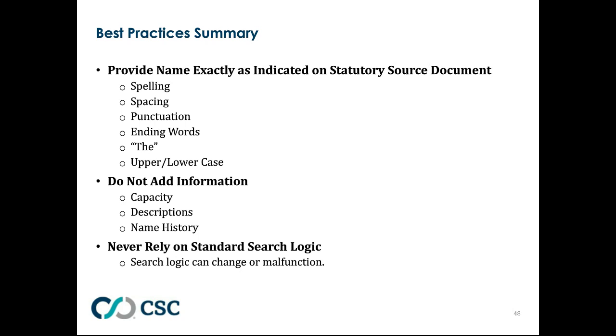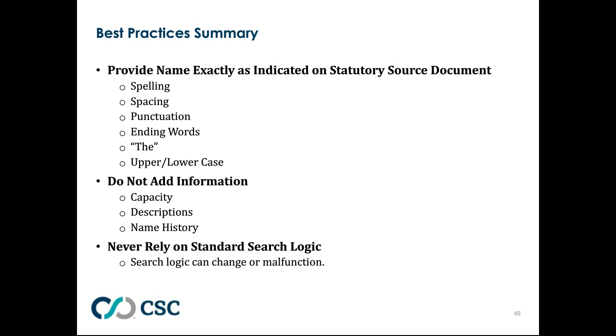And finally, never rely on the standard search logic to prevent any type of error or omission in a debtor name from making the financing statement seriously misleading. Remember, search logic can change or malfunction. If that happens and the filer didn't provide exactly the correct debtor name, and the record fails to show up anymore, it almost certainly is going to be a risk borne by the filer, not by others. So it is really important to get the debtor name correct.